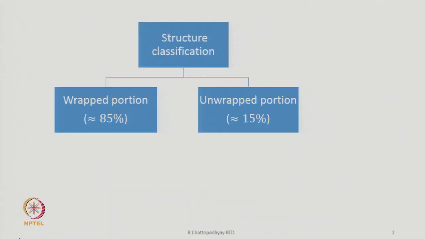We will be discussing the structure and characteristics of air jet yarns. The structure can be classified into two, first of all: one is the wrapped portion of the yarn and the other one is the unwrapped portion. The wrapped portion on an average is almost 85% of the yarn, basically wrapped by some fibers, and the unwrapped portion is typically around 15%. And how a fiber is wrapping, we have discussed earlier.